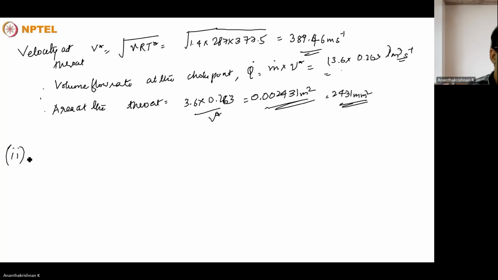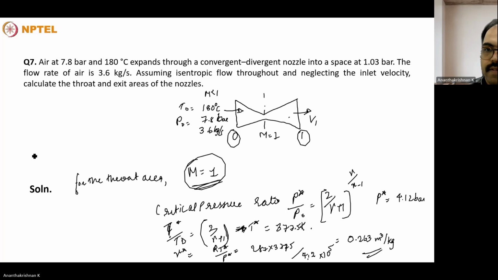Second, we need to calculate the exit area of the nozzle. So we know the area at this middle point, temperature, velocity, all the things, and the mass flow rate. Just like that, we need to calculate the exit point temperatures and velocities, and then using the energy balance between the inlet and the exit, we can get the velocity.